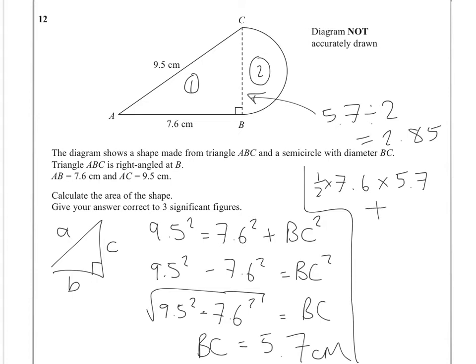I need to then add on the area of the semicircle. The semicircle is half of a full circle. Area of a full circle, pi r squared. So a half, or pi, times my radius squared. Putting that value into your calculator, and you should get the solution 34.4 centimetres squared to 3 significant figures. So that's 34.4 centimetres squared.